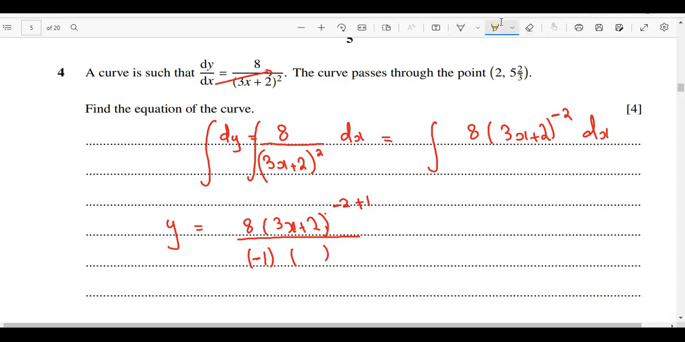By the derivative of this thing. So it is going to give me 3 here plus c. So let's simplify this. It would be y equals minus 8 by 3 divided by 3x plus 2, because this would be negative power of minus 1 plus c. Now I need to find the value of constant. Please find the value of constant and tell me.